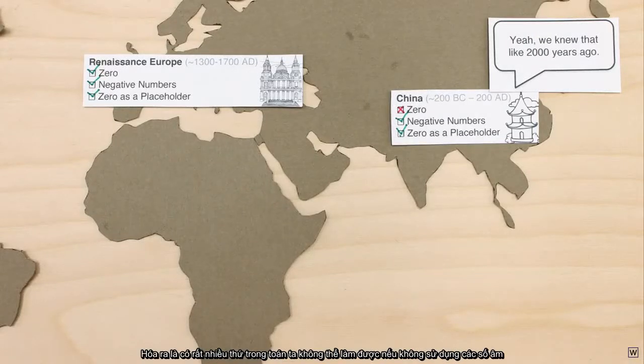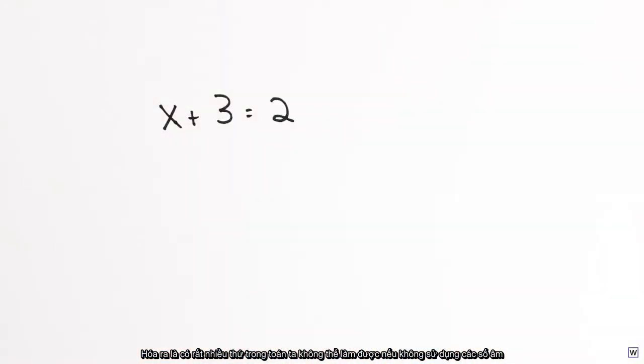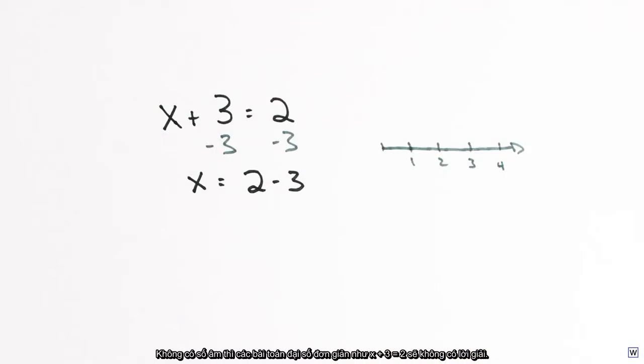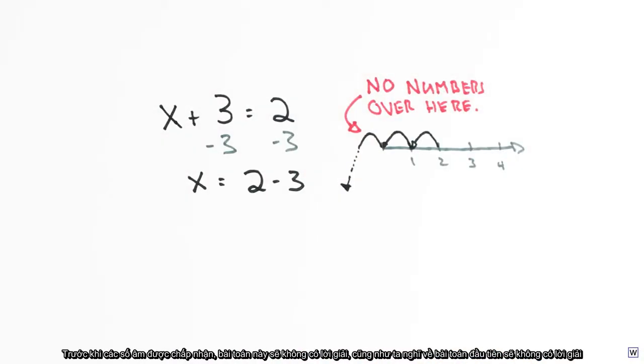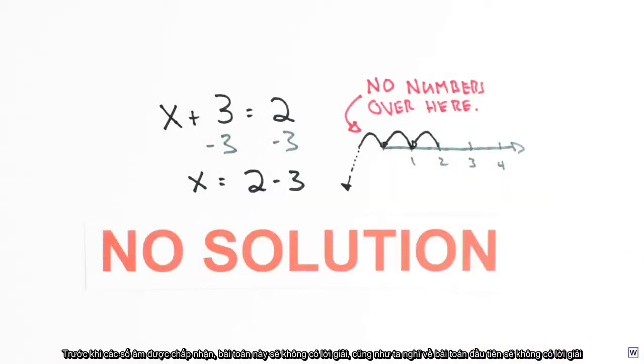It turns out there's a whole lot of math you just can't do if you don't allow negative numbers to play. Without negatives, simple algebra problems like x plus 3 equals 2 have no answer. Before negatives were accepted, this problem would have had no solution, just like we thought our original problem had no solution. The thing is, it's not crazy or weird to think these problems have no solutions.